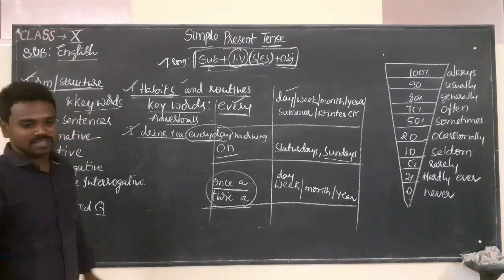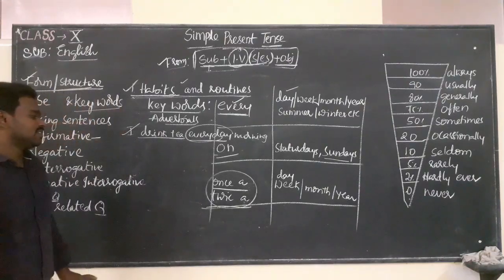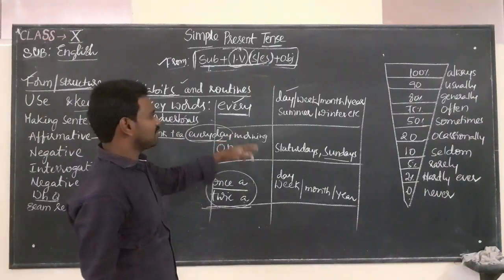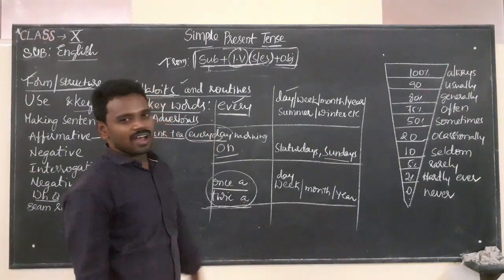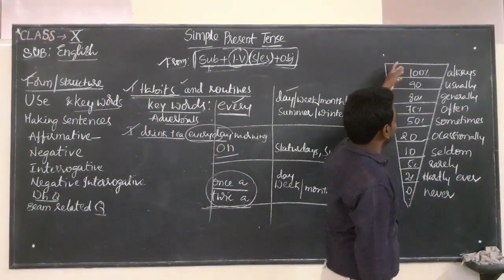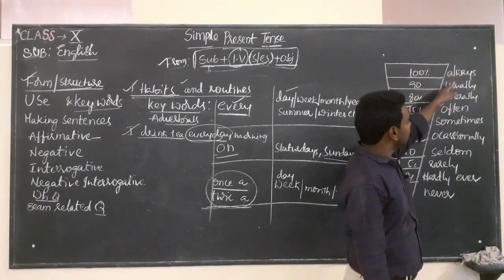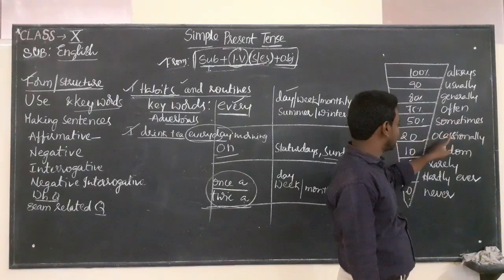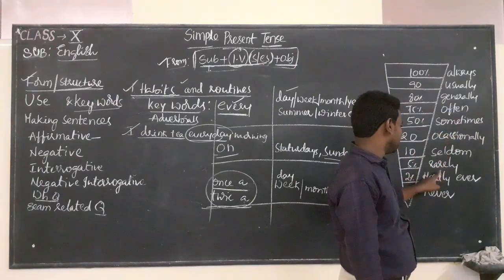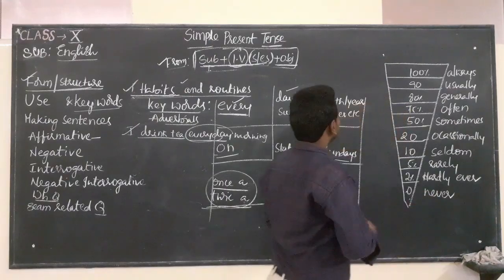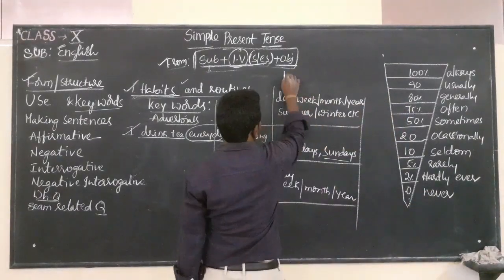Once a week, once in a month, once a year, twice a year. So these are the keywords that indicate simple present tense. There are other keywords too. Here I have given a diagram: always, usually, generally, often, sometimes, occasionally, seldom, rarely, hardly ever, never.